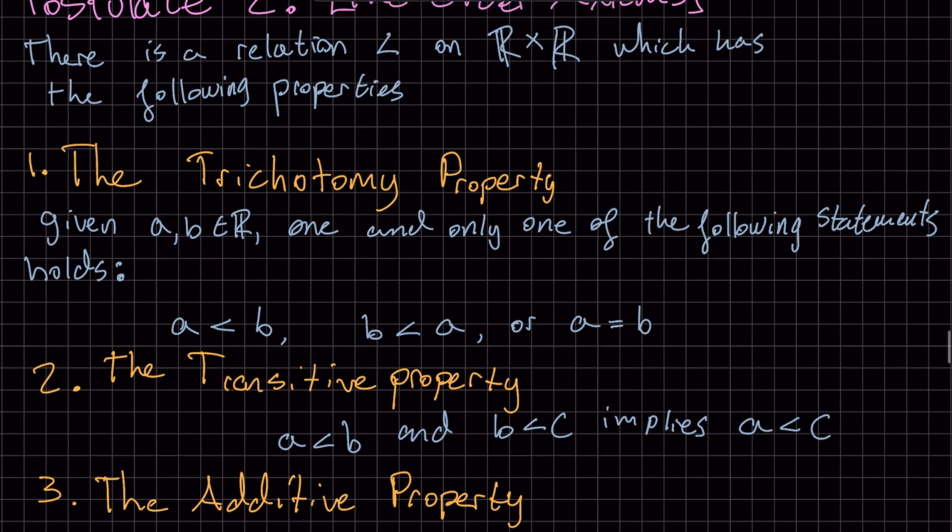Given a and b in R, one and only one of the following statements holds: a is less than b, b is less than a, or a is equal to b. Given two numbers, one of these is true. If you have the numbers 1 and 2, 1 is less than 2. If you have 2 and 3, 2 is less than 3. Or if you have 2 and 2, 2 is equal to 2. Only one of them can be true at a time.